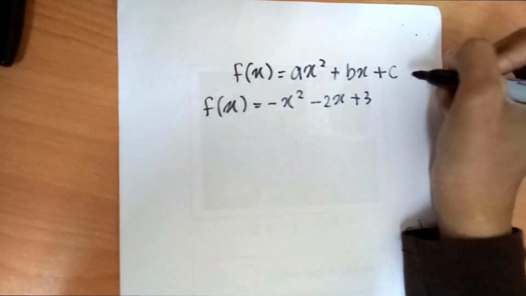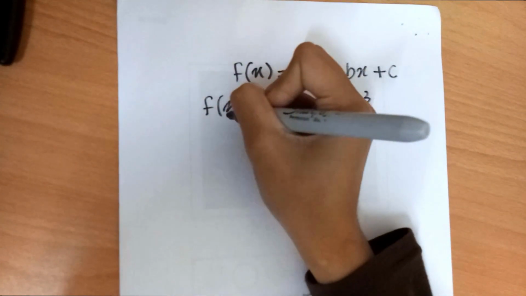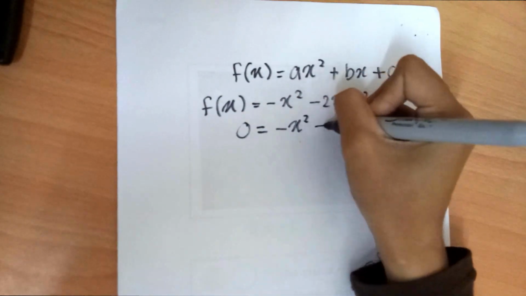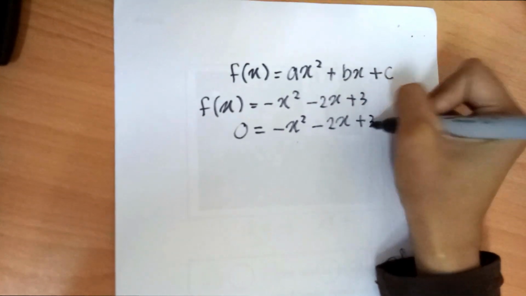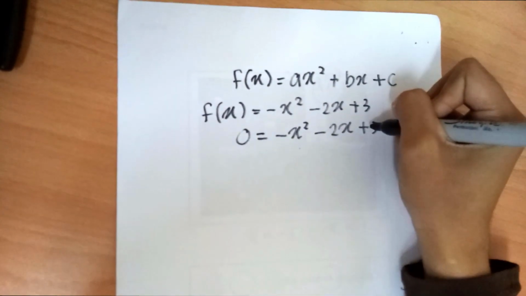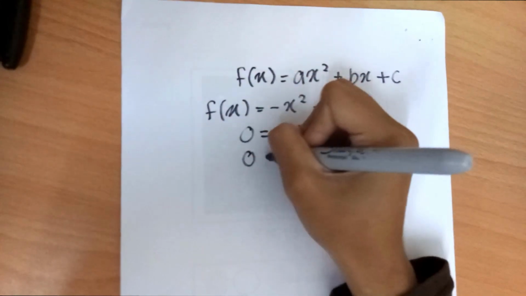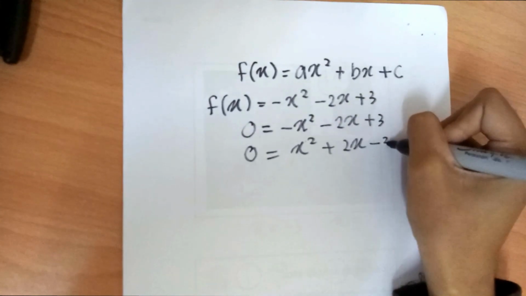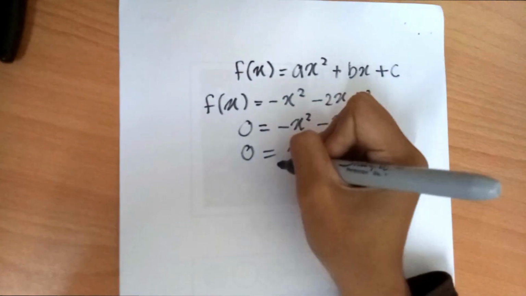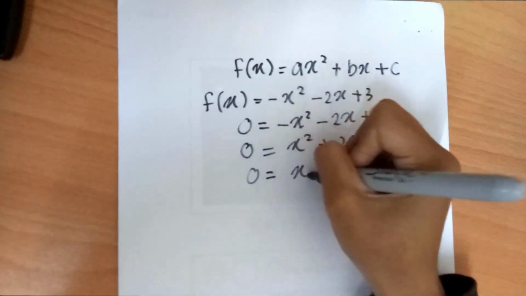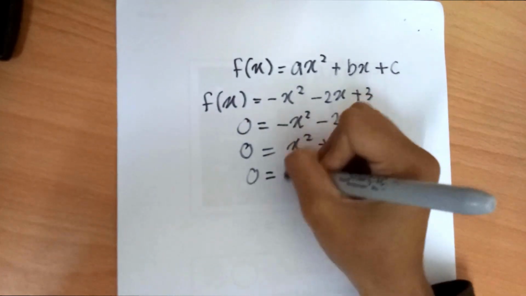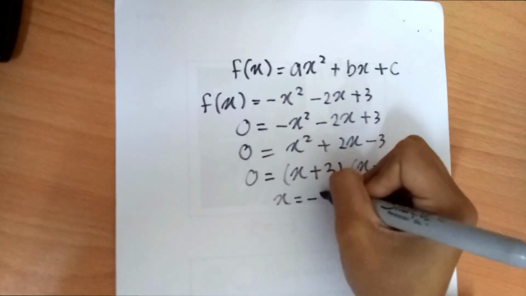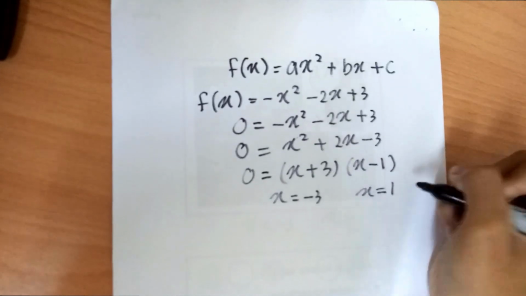To find the x-intercept, we let f(x) equal 0. So here we have 0 equals negative x squared minus 2x plus 3. We multiply both sides by negative 1 and it becomes 0 equals x squared plus 2x minus 3. We factorize the equation, it becomes 0 equals (x plus 3)(x minus 1), and then x equals negative 3, x equals 1.